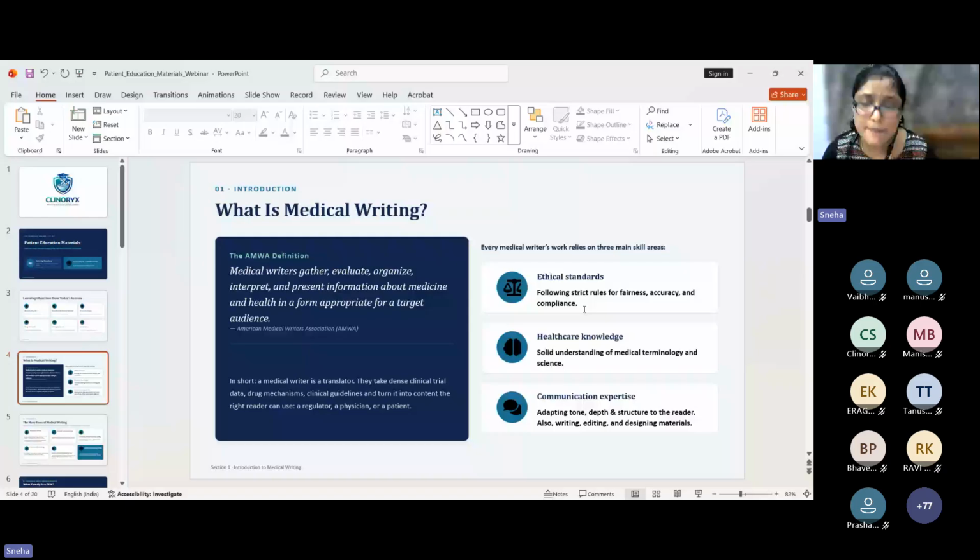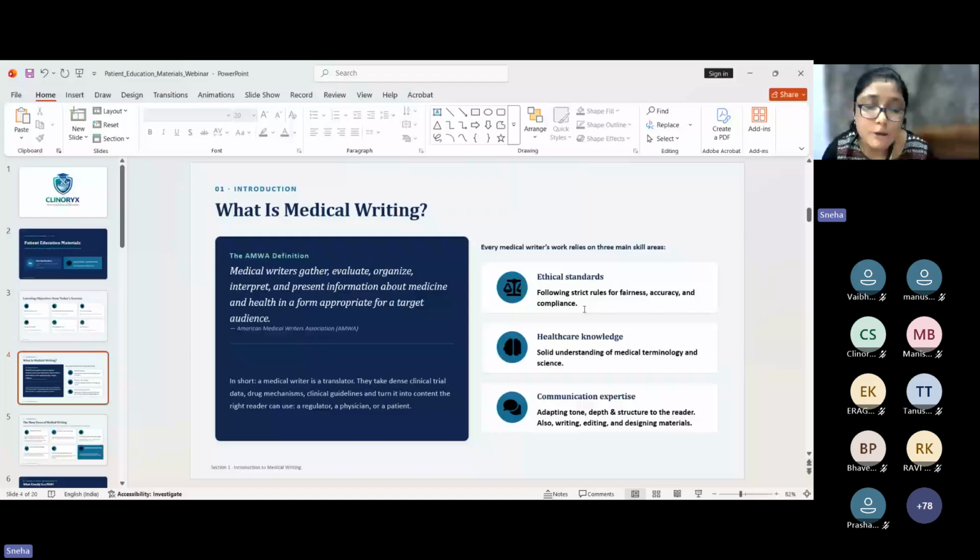Healthcare knowledge: a solid understanding of medical terminology and science. You need to understand the medical terminology, distinguish between the terms, and understand them in order to present them in your article. Communication expertise: you have to adapt your tone, depth, and structure to the reader. For a regulatory body, you're not going to write in layman language, right? Again, for a patient, you're not going to write above the standard. So you have to adapt your tone based on your audience.